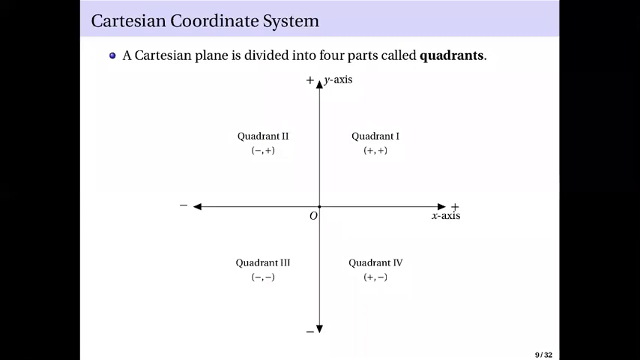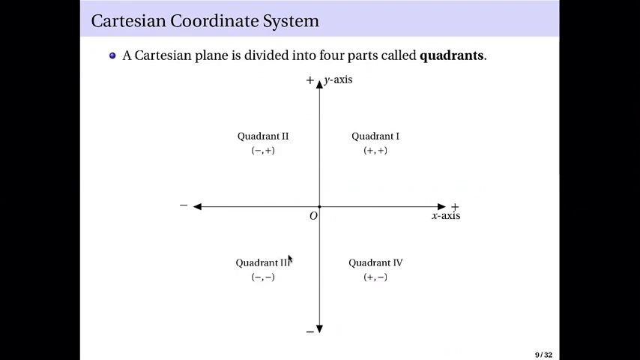Now, if we go back to the Cartesian plane, you have this x-axis, you have this y-axis, and you have the signs on the x-axis. To the right of O along the x-axis, those are your positive x values, and to the left of O, those are negative x values. From O along the y-axis, those above O are positive y values, and those below O are negative y values.